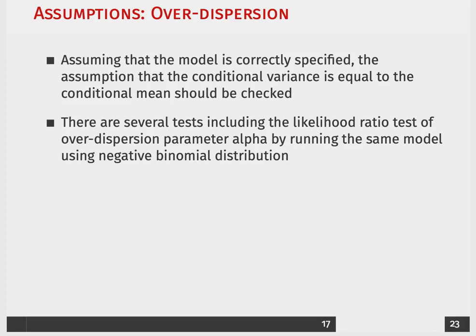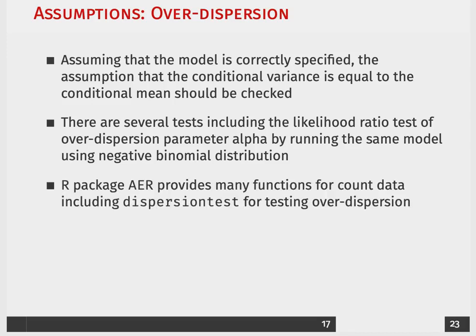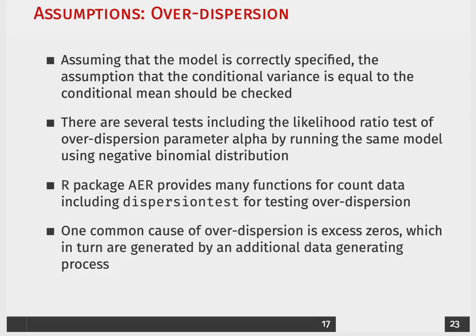So there's several tests that we can use, including a likelihood ratio test, to see if there's any over-dispersion of that lambda parameter by running the same model using a negative binomial distribution. Now, we can also do this much more easily just by using the AER package that includes the function called dispersion test to test for over-dispersion.